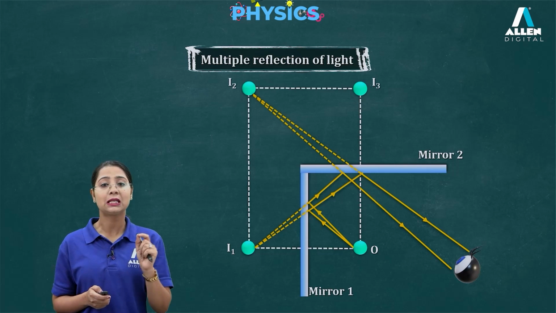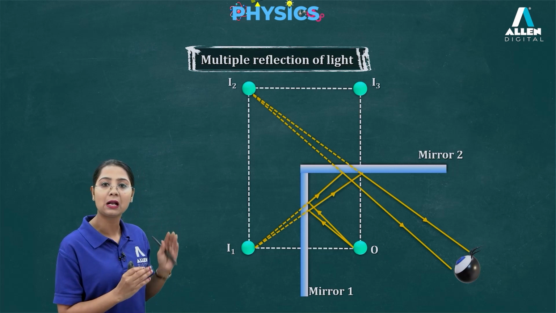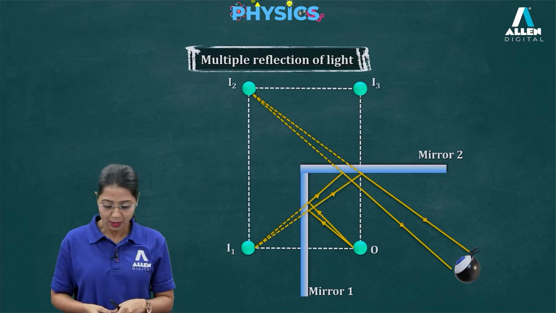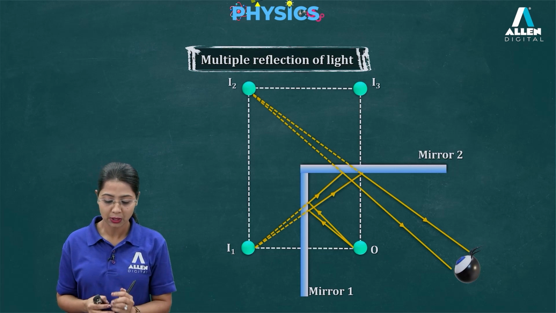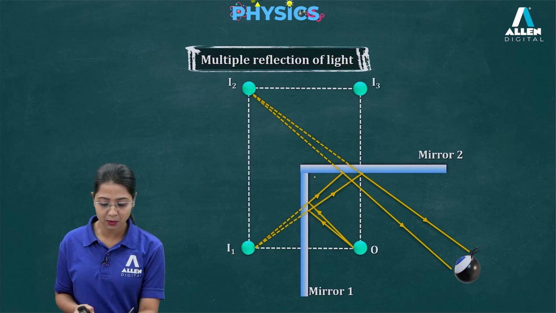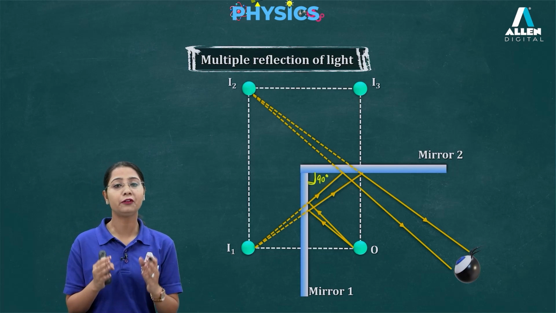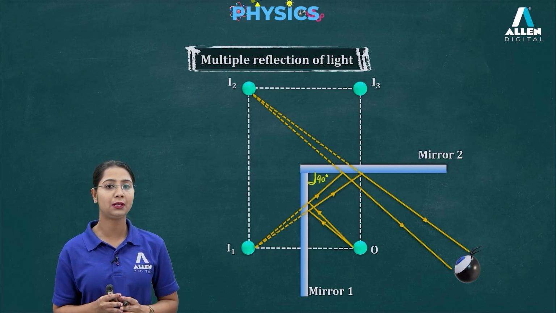Okay, students, now we will discuss the mirrors. Let's take two mirrors placed perpendicular to each other. Okay, two mirrors are there, mirror 1 and mirror 2. Just observe here, mirror 1 and mirror 2. And what is the angle between mirror 1 and mirror 2? It's 90 degree, right? Now we have to find how many images will be formed due to the multiple reflection.